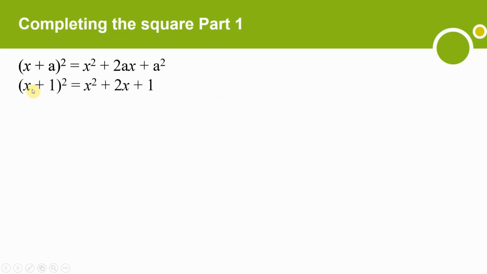Just an example. So if we have (x plus 1) squared, x will be x squared, and then the middle term will be x times 1 and then times 2 again, so we get 2x, and then 1 will be squared, we'll get 1.